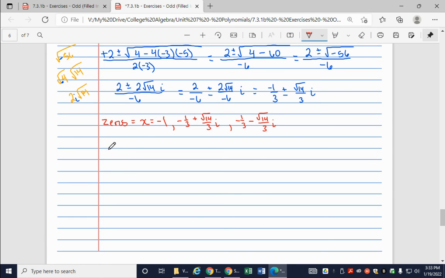I'm going to write my factored form. So my first factor is x plus 1, but remember that happened twice, so it's squared. And then x minus a negative 1/3, so plus 1/3, minus square root of 14 over 3i, x minus a negative 1/3, so plus 1/3, minus this negative fraction, so minus a negative is plus square root of 14 over 3i.